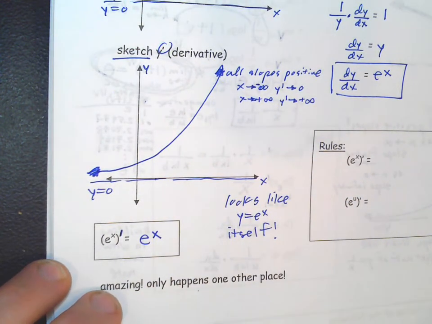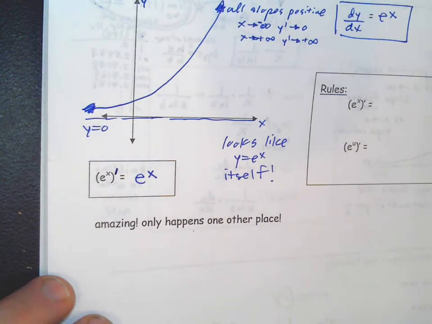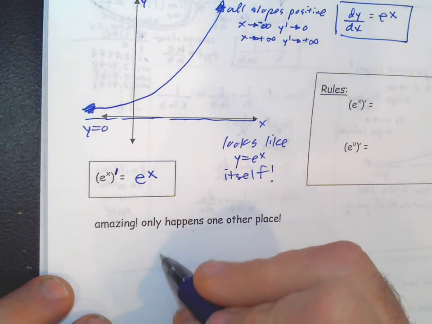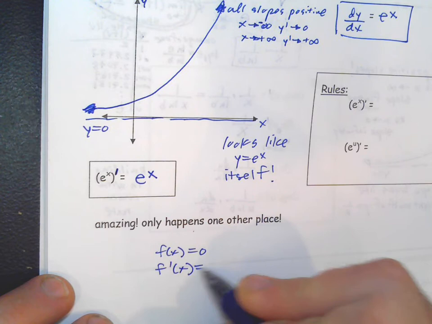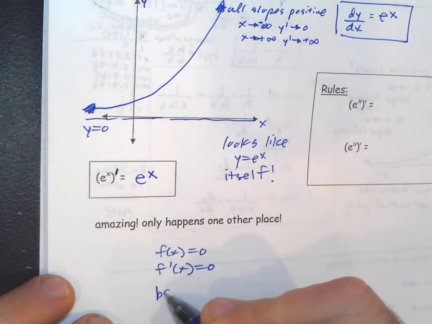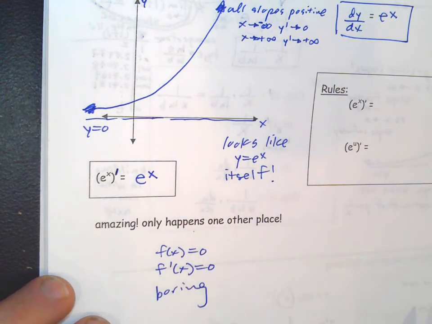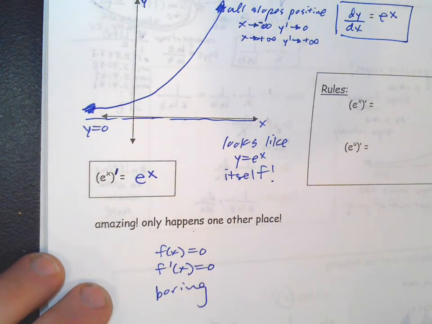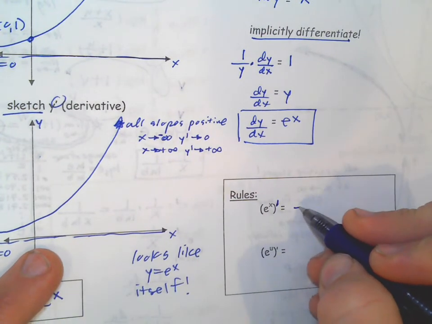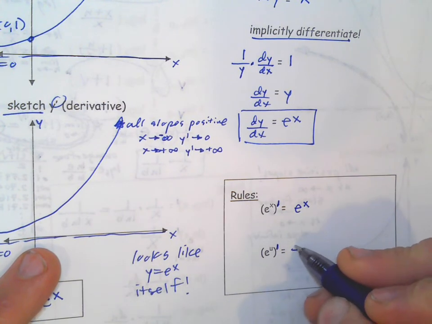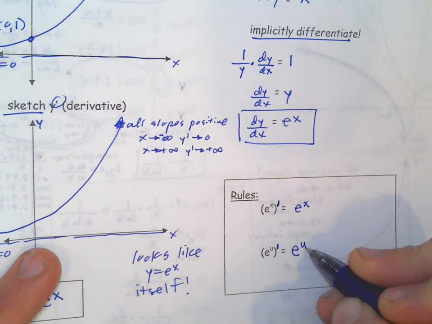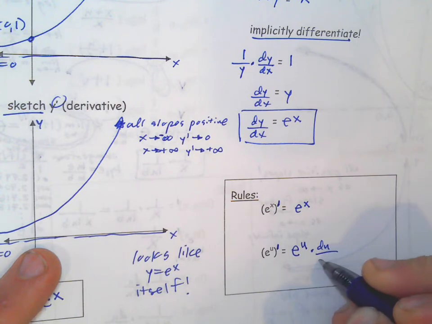It's itself. This is the only function that is its own derivative, except if the function was 0, then I guess the derivative would be 0. But that's boring. We're not going to encounter functions that are 0. So this is kind of crazy. The derivative of e to the x is e to the x. And with the chain rule, you could say the derivative of e to something is e to something times the derivative of what's inside.